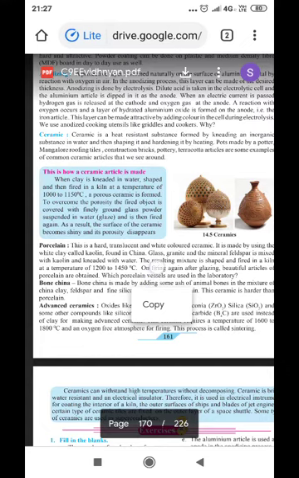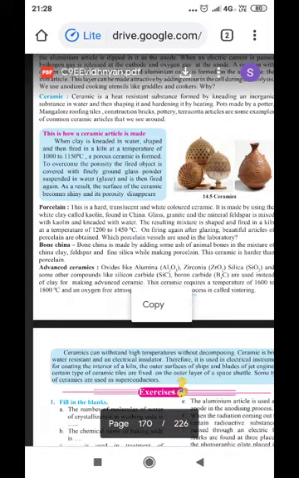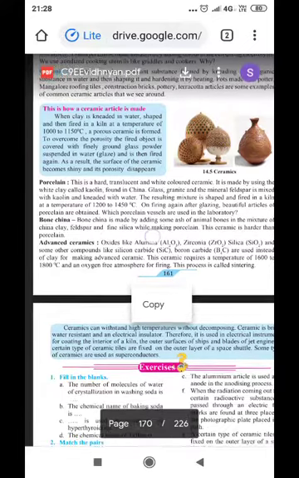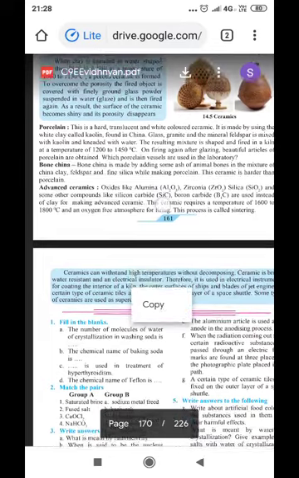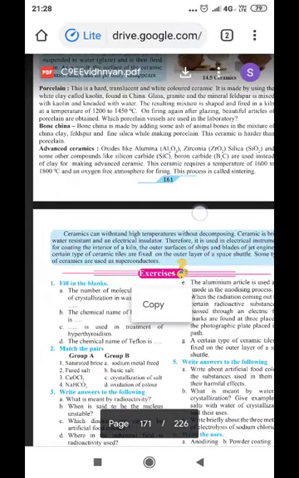Now we'll discuss ceramic. Ceramic is a heat-resistant substance formed by kneading an inorganic substance in water and then shaping it, hardening it by heating. Pots made by a potter, Mangalore roofing tiles, construction bricks, pottery, terracotta articles are some examples of common ceramic articles that we see around. If you need information on how a ceramic article is made, that is given, but it is not in your syllabus this year, so we'll skip it and move ahead.